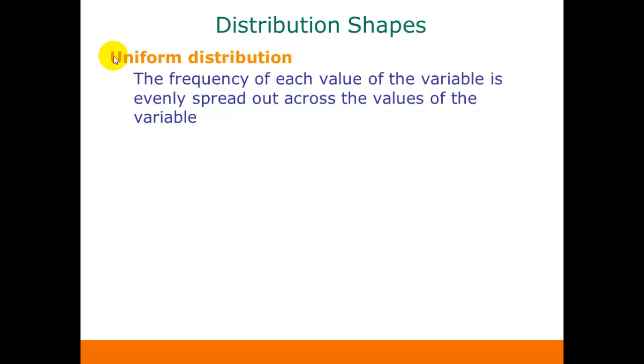Different distribution shapes. The first one is a uniform distribution, and in this one the frequency of each value of the variable is evenly spread out across the values of the variable. In other words, the frequency for each different value is the same.